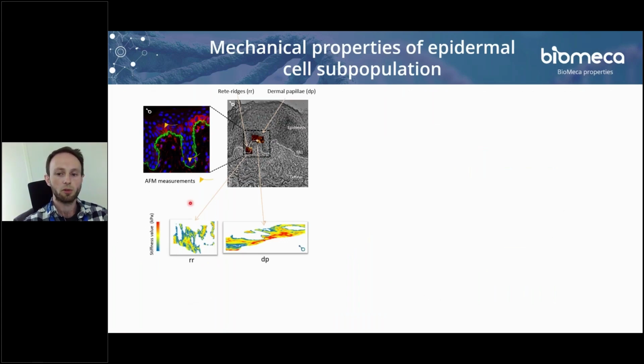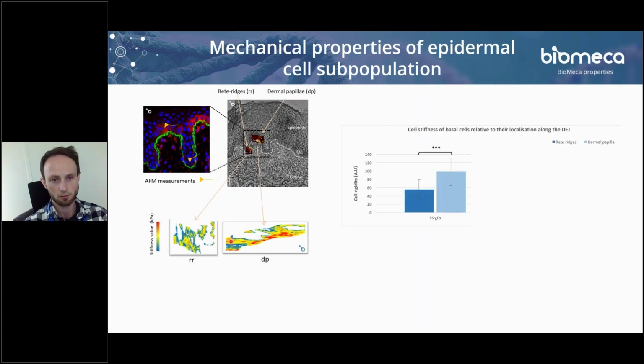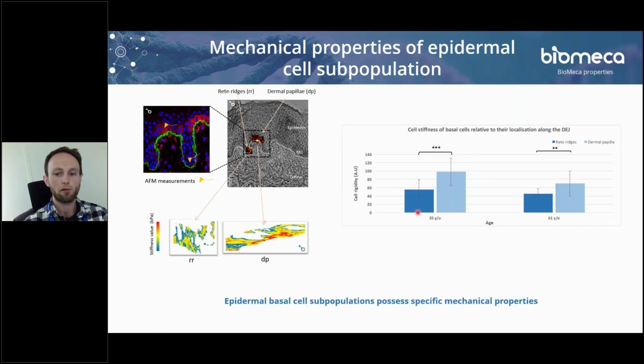So by AFM, we analyzed the stiffness of cells expressing or not the MCSP proteins, and we have identified that cells expressing the MCSP proteins have a stiffness profile which is superior to that of cells located in the rete ridge that do not express the MCSP protein. We performed the same analysis in older skin and identified the same type of stiffness pattern between these two populations of cells. Thus, subpopulations of basal cells from the basal layer of the epidermis possess specific mechanical properties.